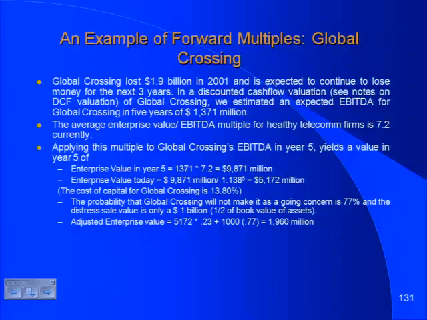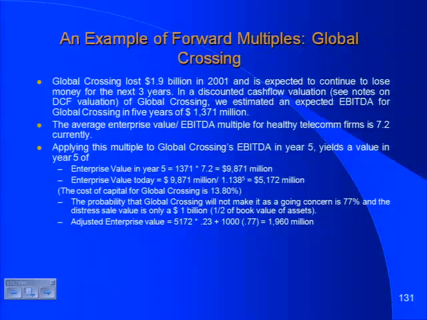The second adjustment, and this is something we did when we did the DCF valuation, is you look at the likelihood that Global Crossing will not make it. If I assume there's a 23% chance that they will make it and a 77% chance they will not make it, 23% of the time I'm going to get 5172. The remaining 77% of the time I have to sell the assets for distress.